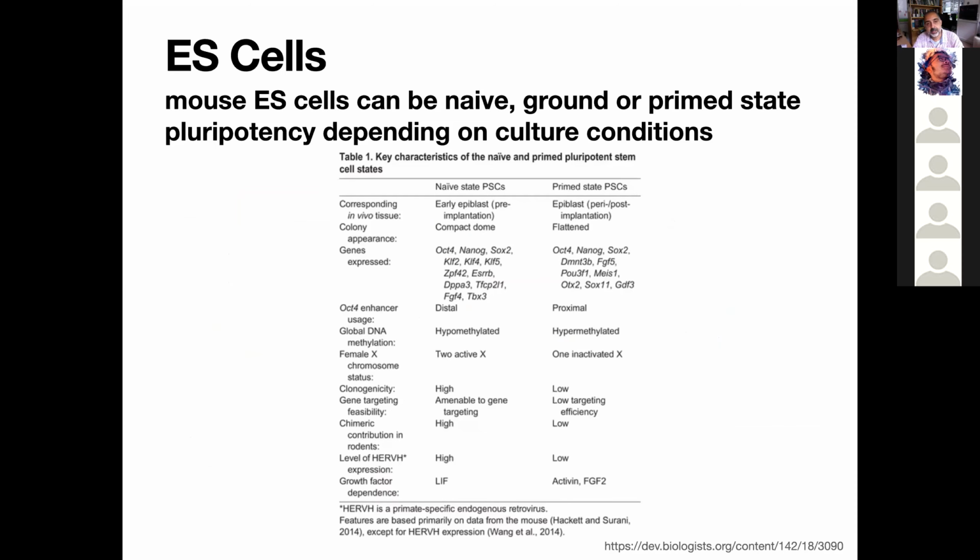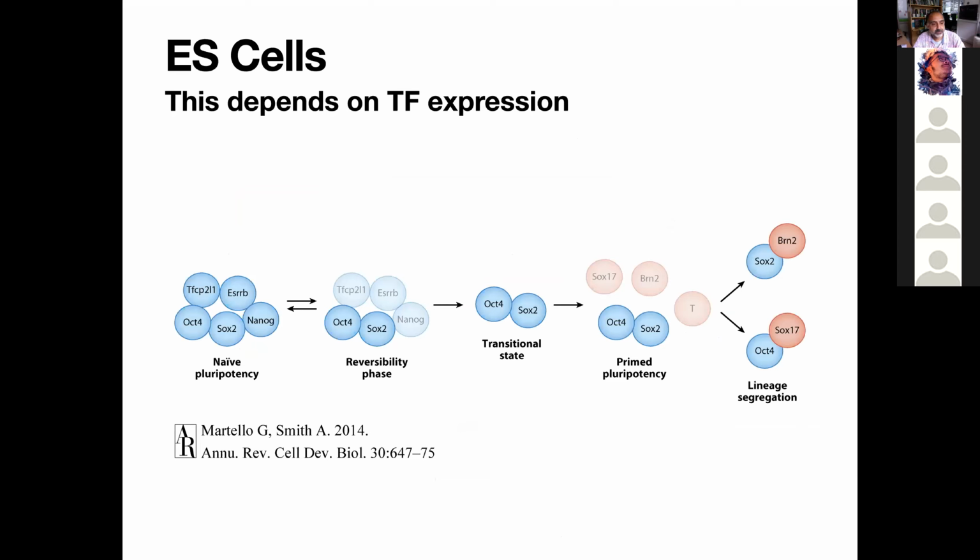And so when we look at the type of transcription factors that define all of these particular steps, we find particular networks of transcription factors that are found either in naive pluripotency. At this point, this is called the reversibility phase. This review is from 2014. These two are now ground state pluripotency, and this is primed pluripotency.